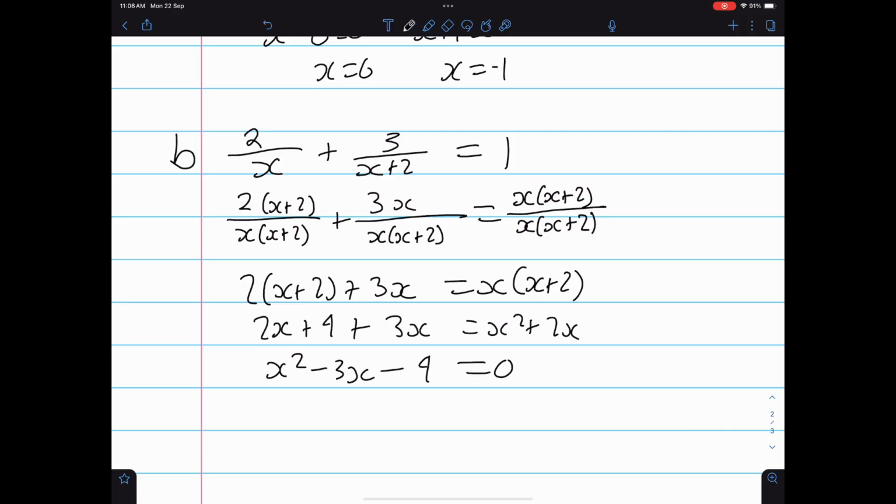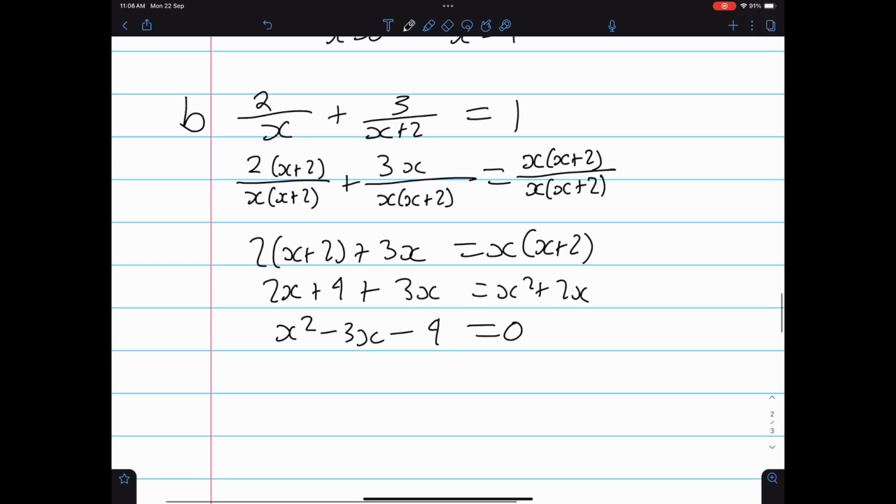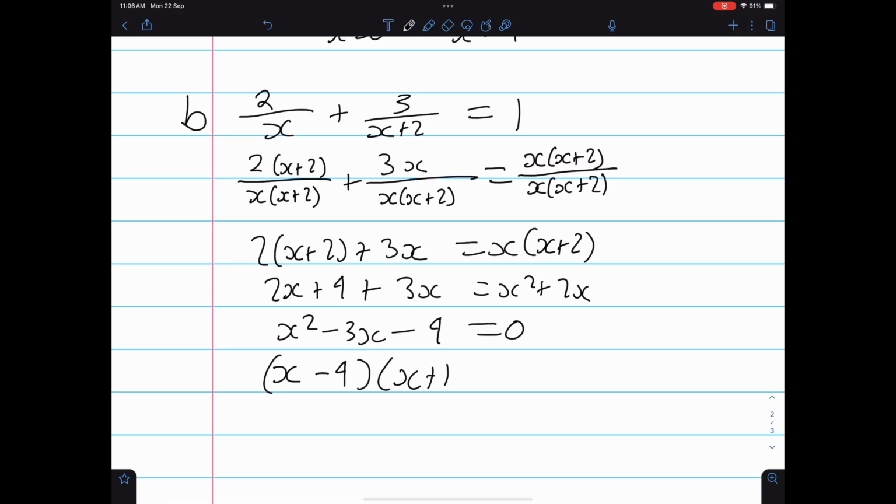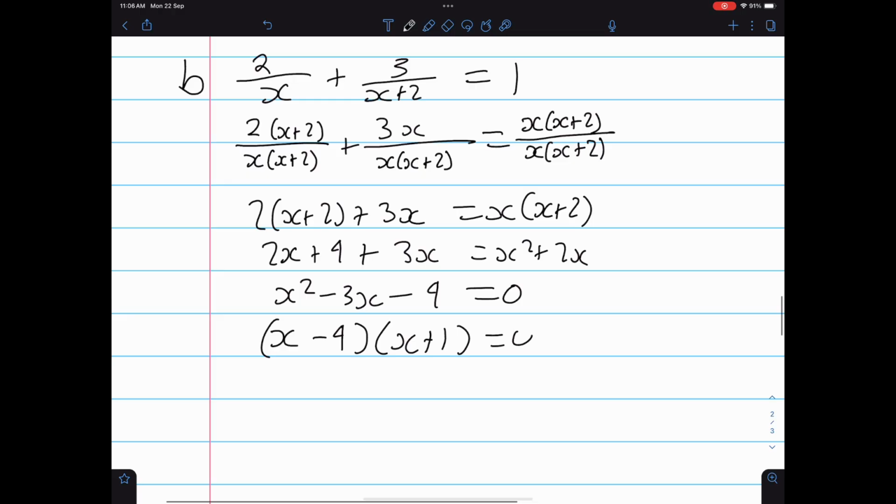If we rearrange to make it 0, we will get this. And then if we factorise, we will get this. So x minus 4 equals 0, or x plus 1 equals 0. x equals 4, or x equals minus 1.